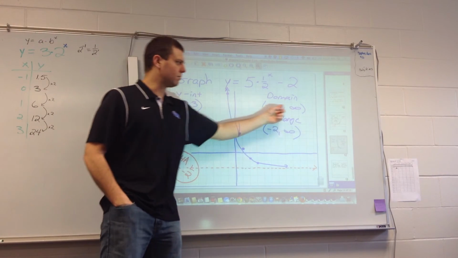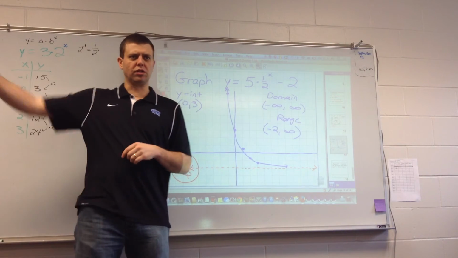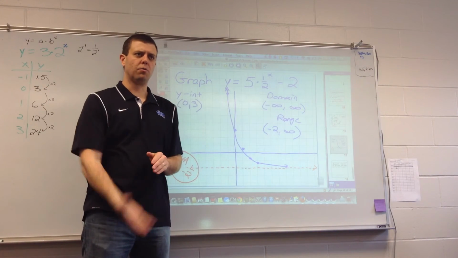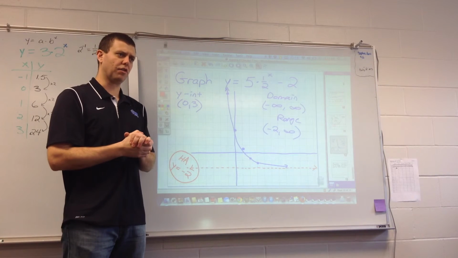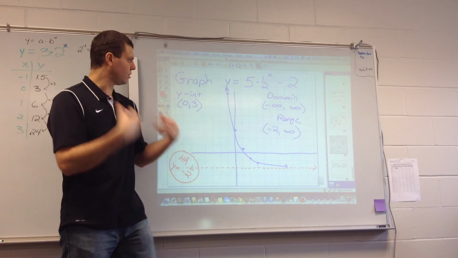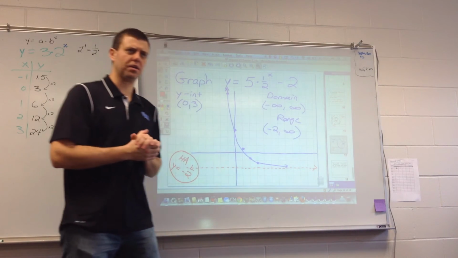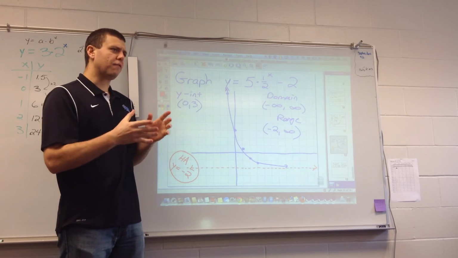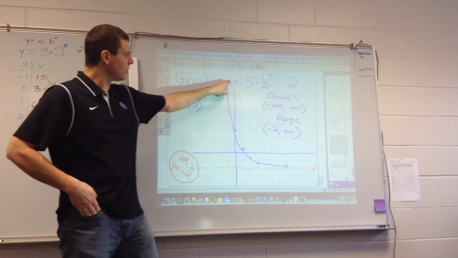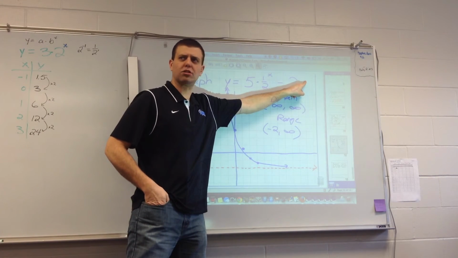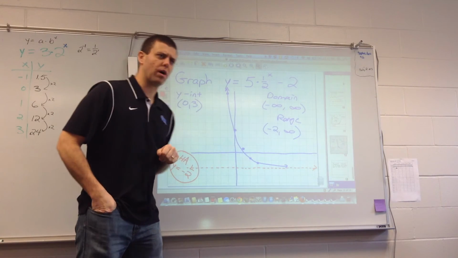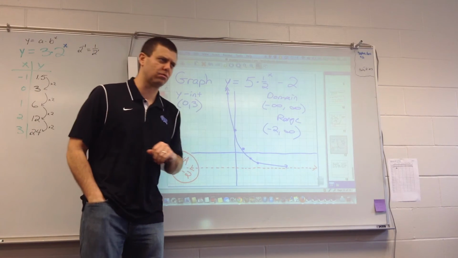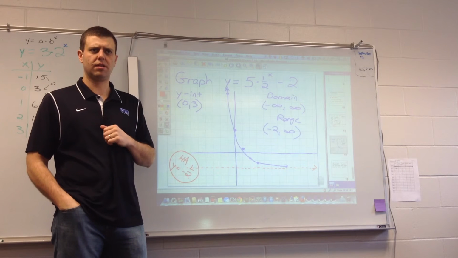Okay? Domain, still the same, right? Goes left forever, goes right forever. Range, down to up. What y values does it touch? Everything above where? -2, so my range is -2 to infinity. If you are capable of graphing an exponential function, writing its domain, writing its range, writing its y-intercept, writing its horizontal asymptote, you're off to a pretty good start.